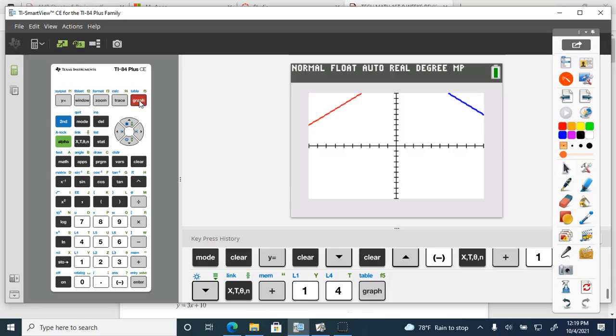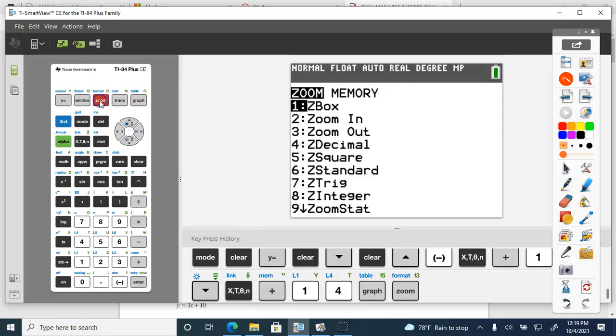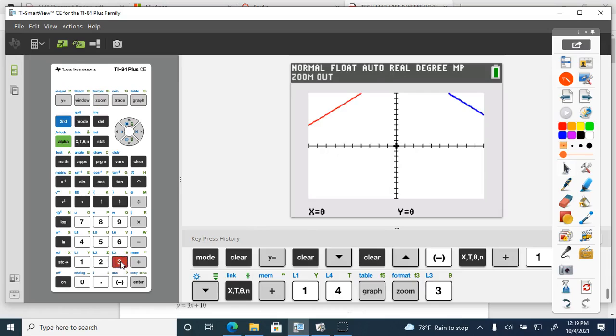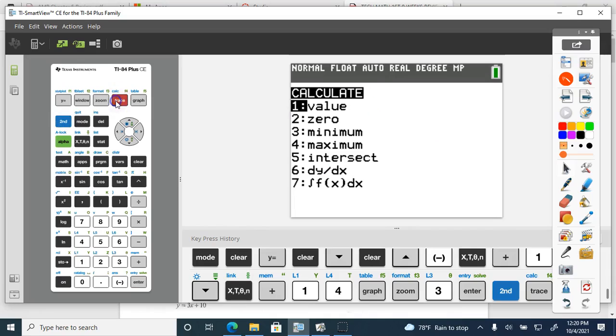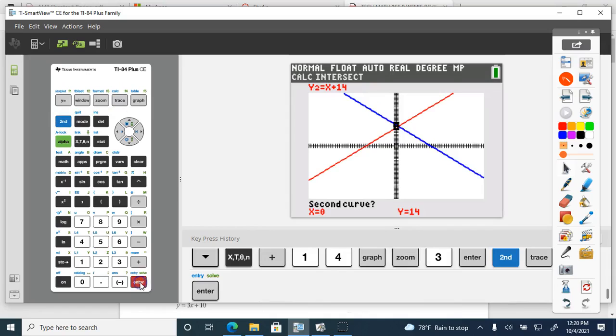Can you see where they intersect? No. So what do we do? Zoom out. Zoom, number 3, and you have to hit enter. Now I can see it. What do we do to get their intersection? Second trace, and we want number 5. Hit enter 3 times. There's your intersection. X is 1, Y is 15. So on your paper, just put 1, 15.